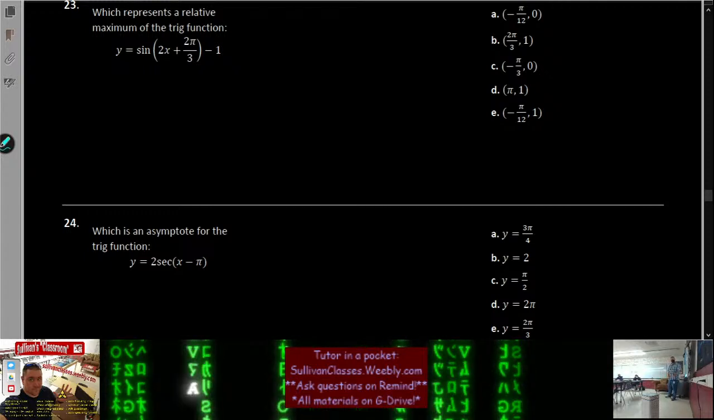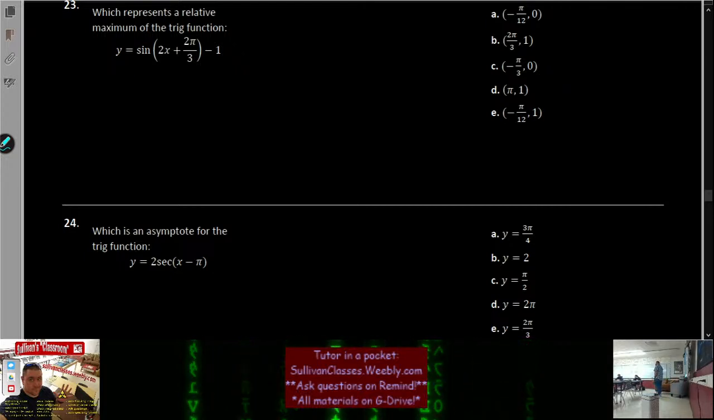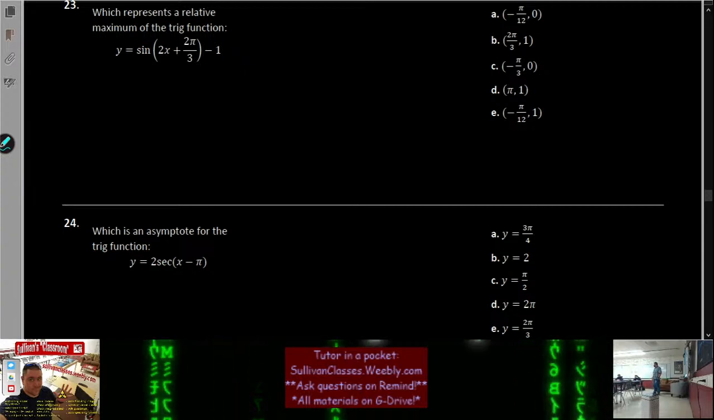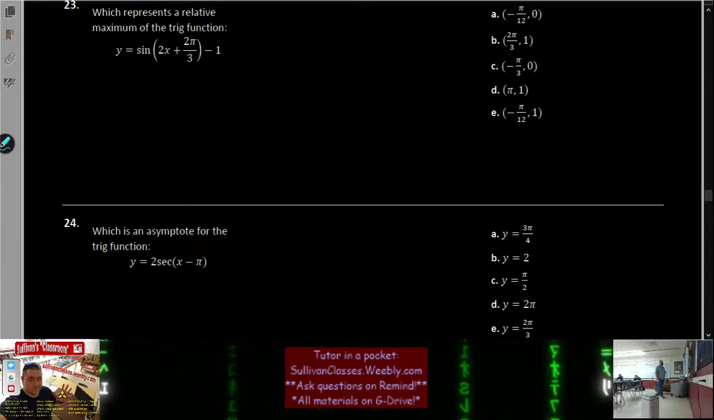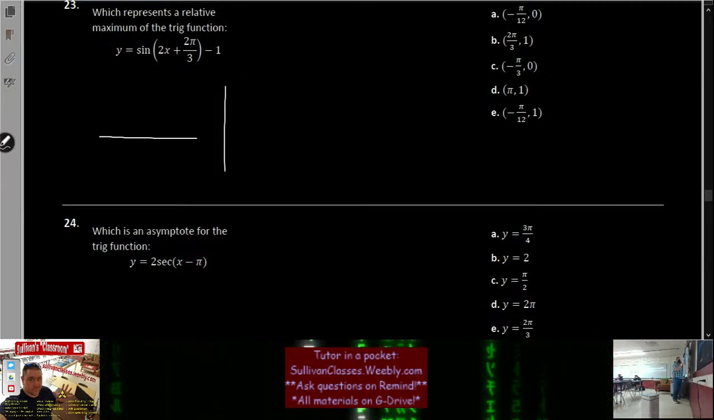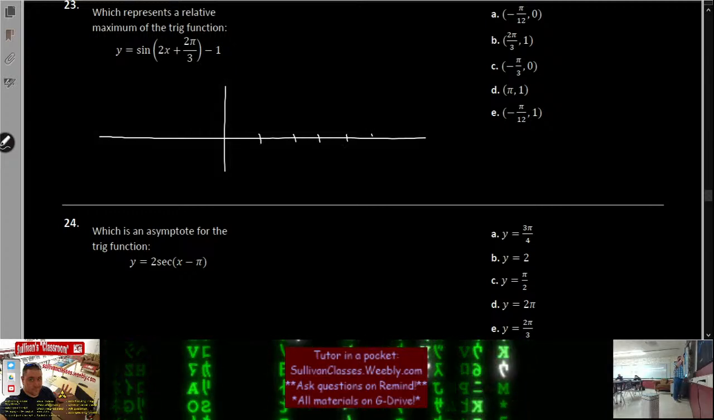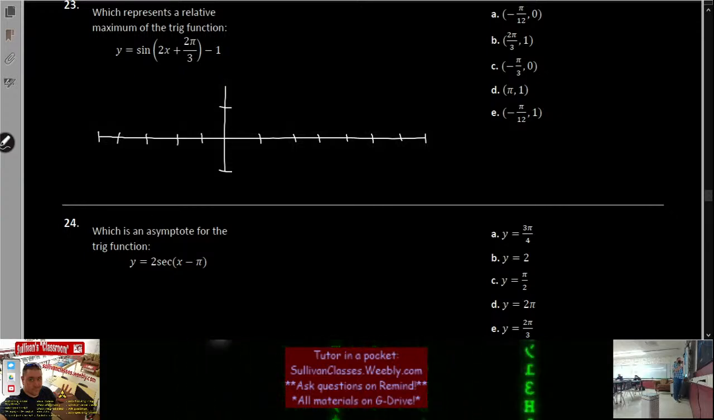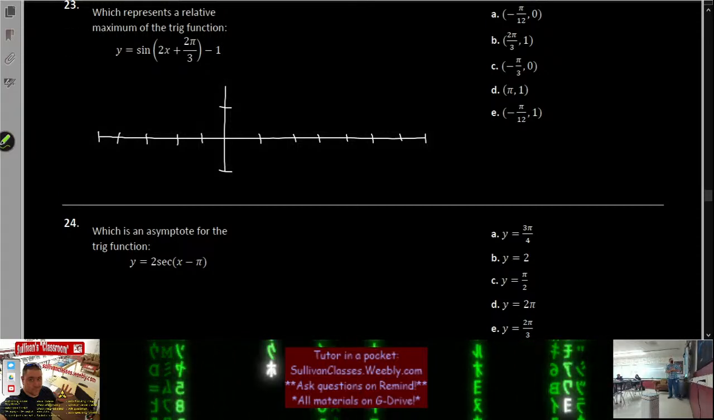Which of these is a relative maximum of the trig function? Try to think of how we get you to graph a thing without having the graph of the thing be the actual answer. Well, go find a very specific feature of that graph. All right, let's see what we can figure out.